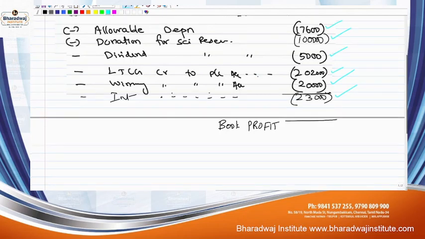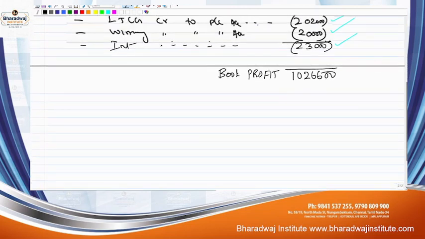What is a book profit? 10 lakh? Listen, they have not given what is the actual remuneration paid. Pay attention. They have not given in the problem what is the actual remuneration paid. We are asked to work out only which remuneration. Start. Allowable remuneration.